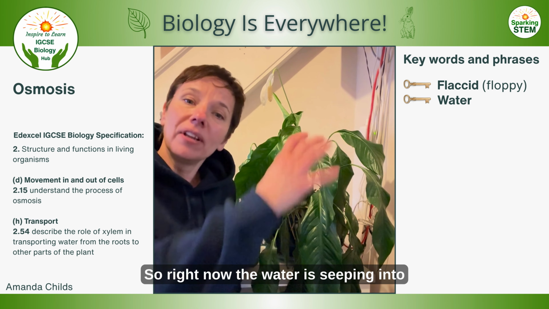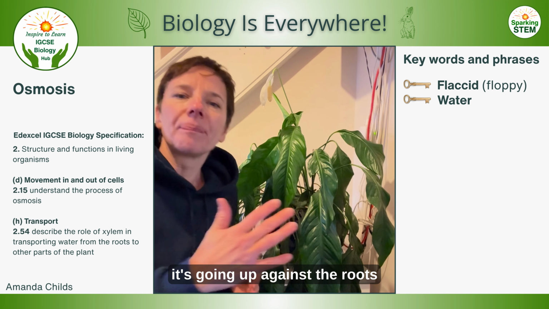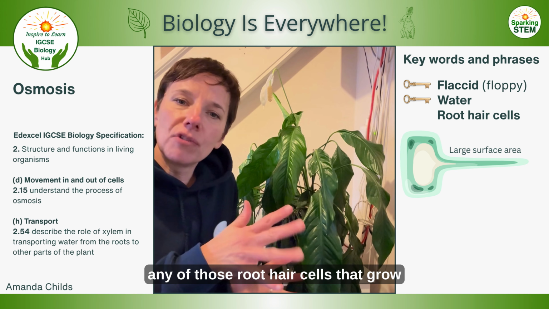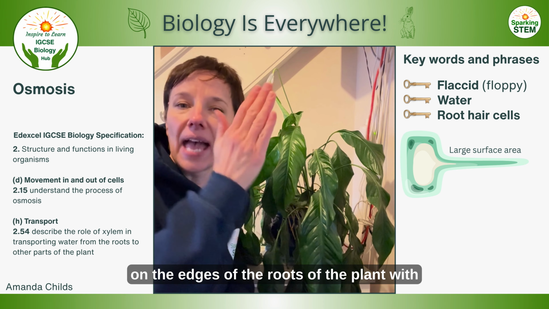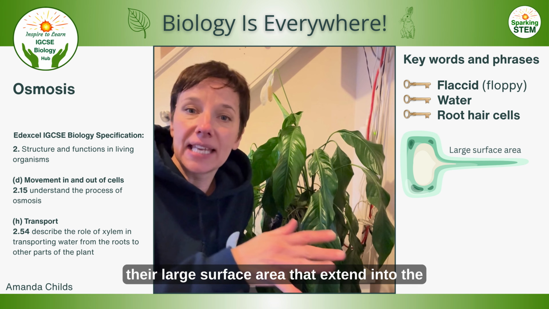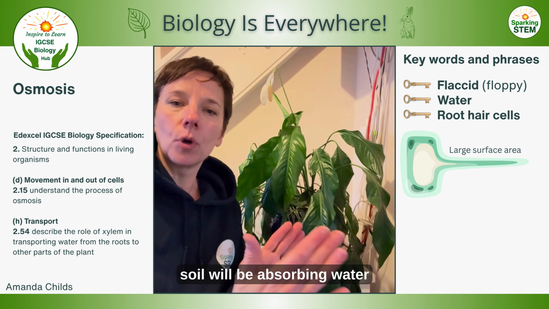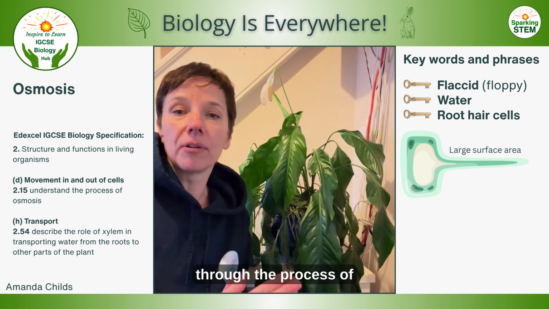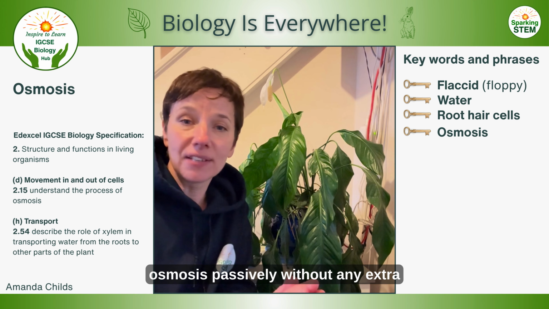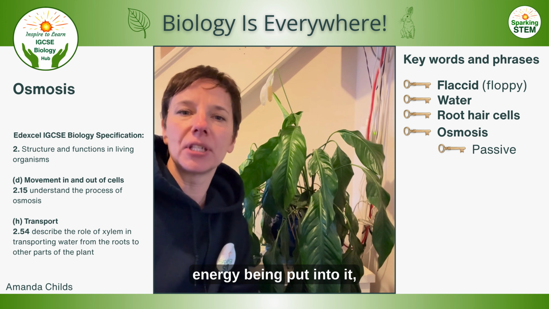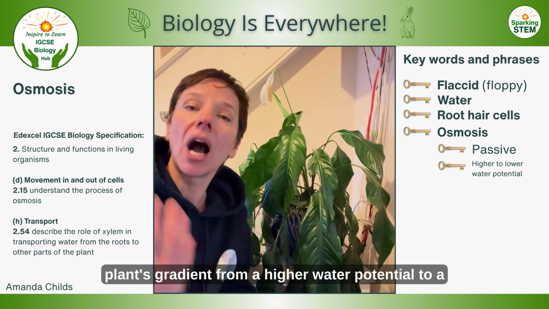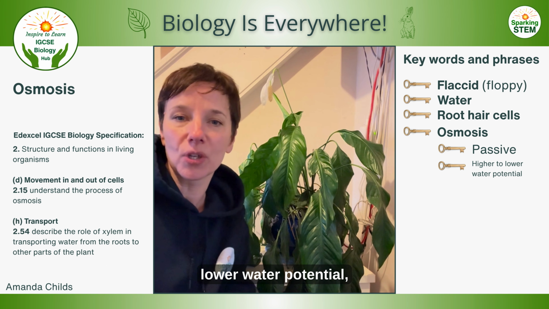So right now the water is seeping into the soil, it's going up against the roots of the plant. Any of those root hair cells that grow on the edges of the roots of the plant, with their large surface area that extend into the soil, will be absorbing water through the process of osmosis. And water moves by osmosis passively, without any extra energy being put into it. It moves down the water concentration gradient from a higher water potential to a lower water potential.